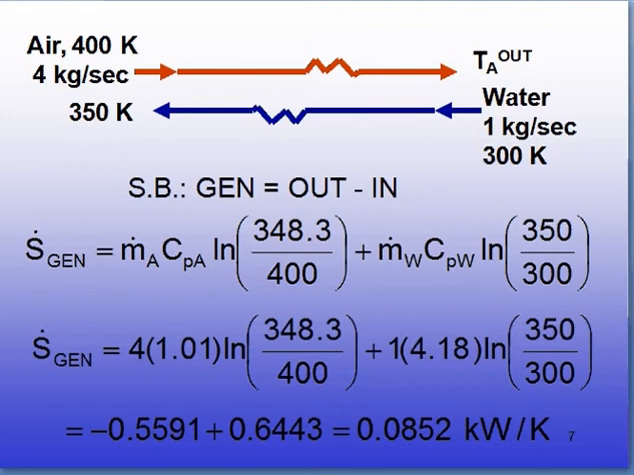Next we'll do the entropy balance. Entropy generated is out minus in, so I'll take S generated. Here I have ln of T out over T in for the air, it's coming out at 348, times its Cp, plus mass of the water times ln of T out over T in, both cases out over in, for the water. Add those two together and we have a negative entropy change for the air, but a positive entropy change for the water, so the whole thing comes out a net positive, and it always has to be positive.